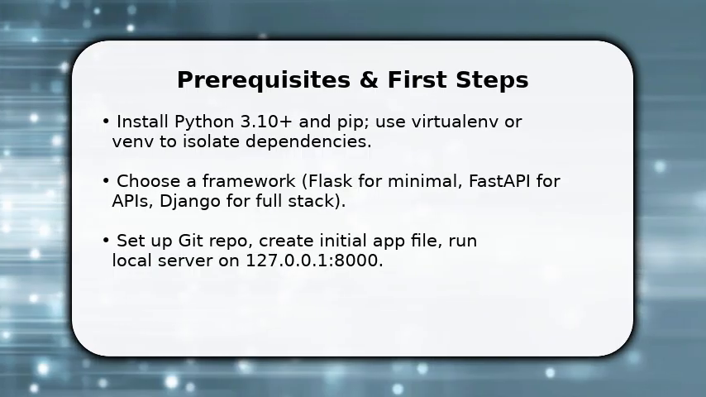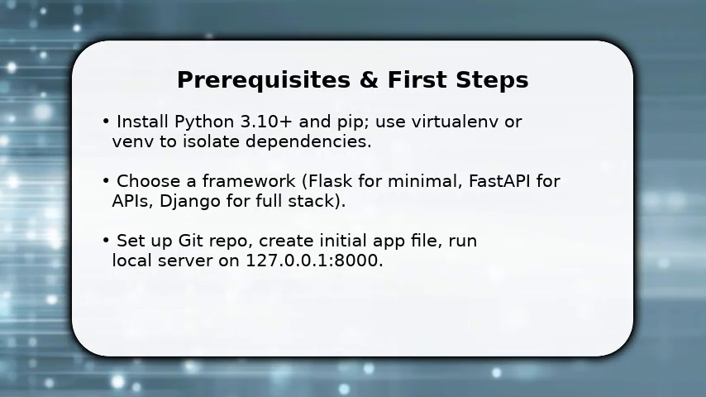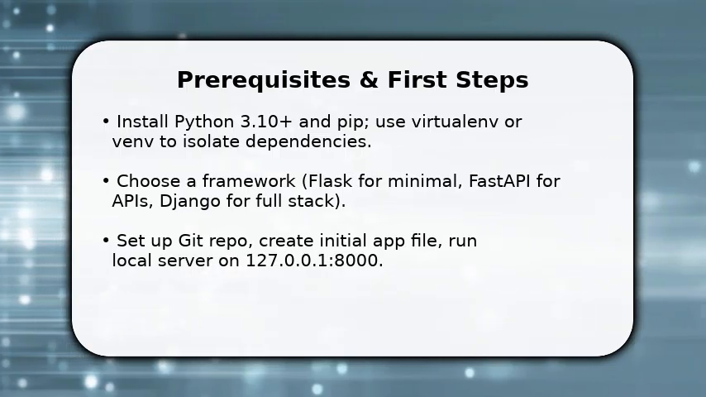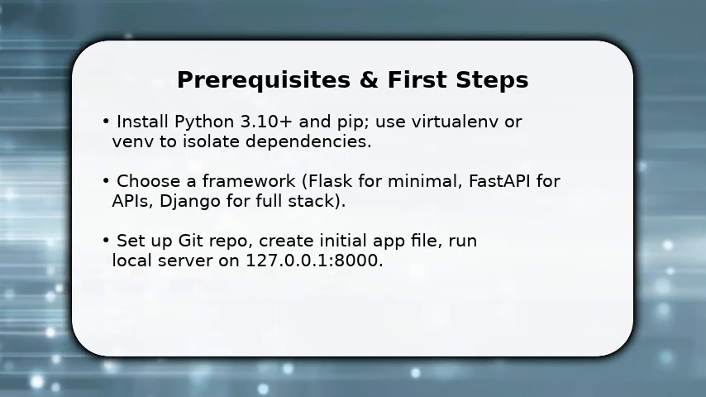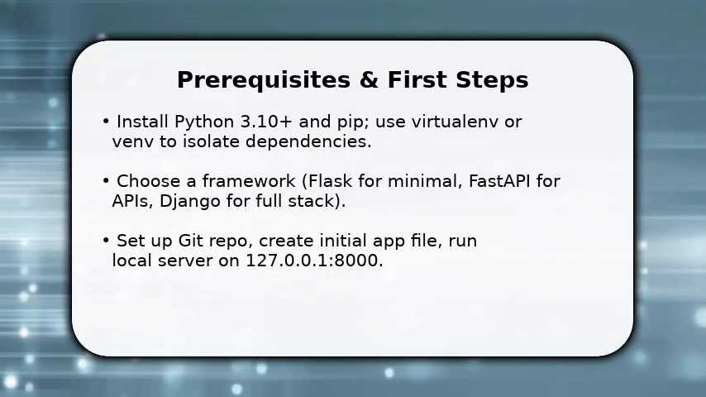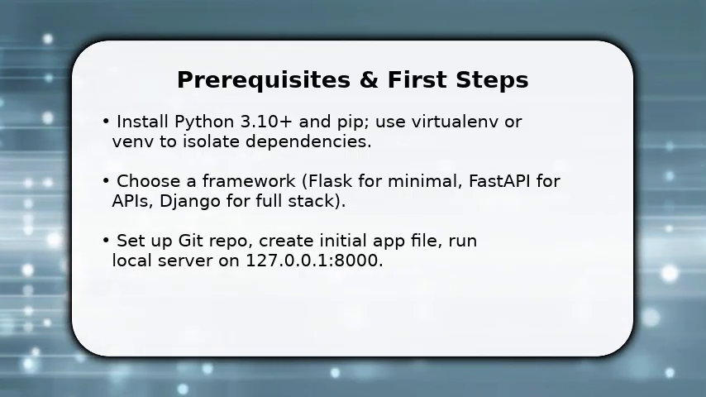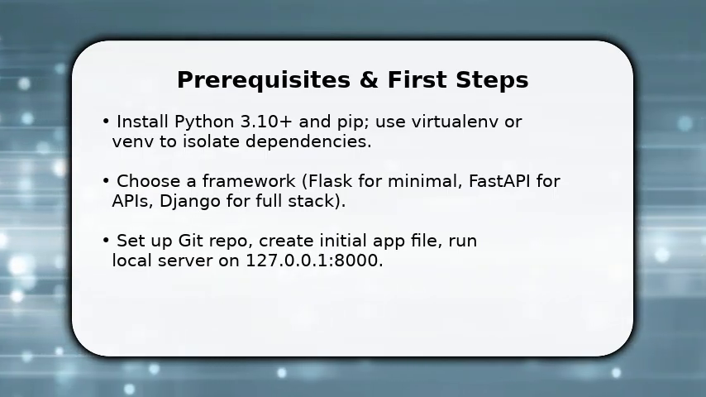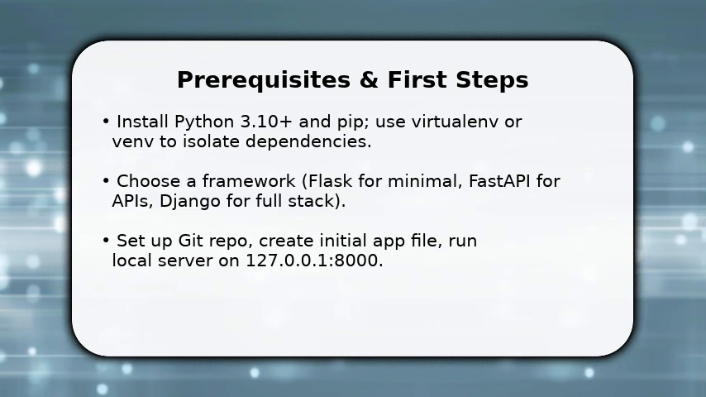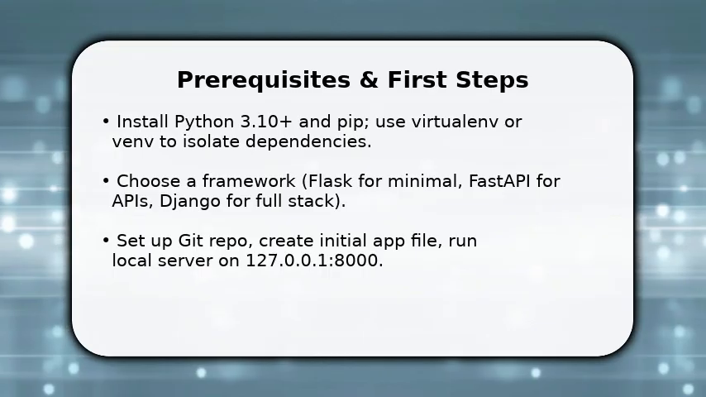Install Python 3.10+ and create a virtualenv so dependencies stay isolated. This prevents conflicts later. Once done, pick the framework that matches scope: Flask if you want simplicity, FastAPI for async APIs, Django for batteries included, and scaffold a minimal app file. Initialize a Git repository immediately, commit the initial state, and run the development server on localhost so you can iterate fast and see changes as you code.